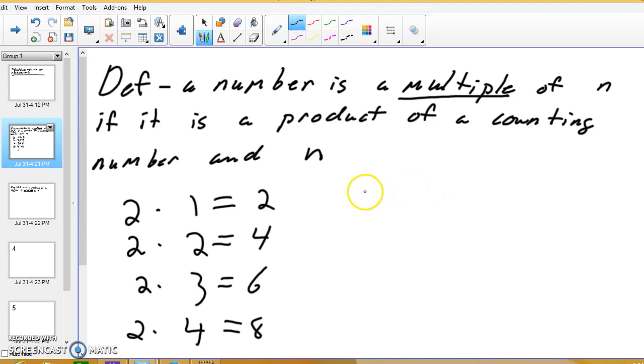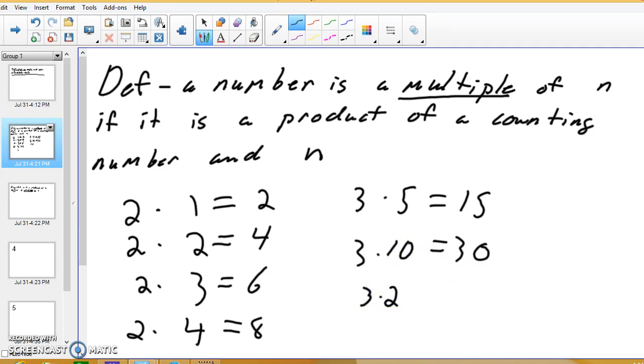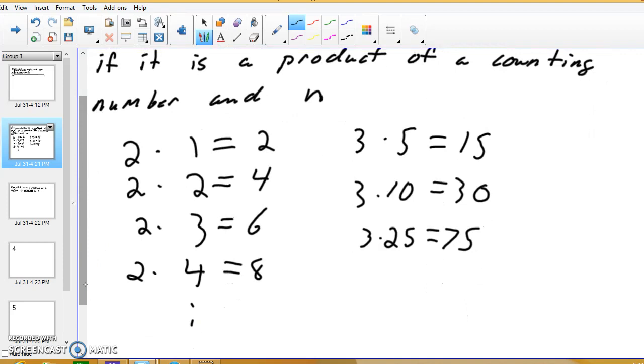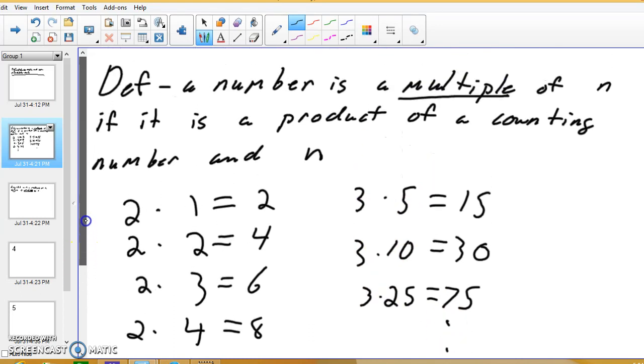We could do the same thing with 3. So 3 times a counting number, say 5, is 15. 3 times a counting number, say 10, is 30. 3 times 25 is 75. So we see that the numbers 15, 30, 75 are all multiples of the number 3 because they are the product of 3 and a counting number. And you could do this over and over again with every single number and every single counting number. These are just a few examples to demonstrate what a multiple is.